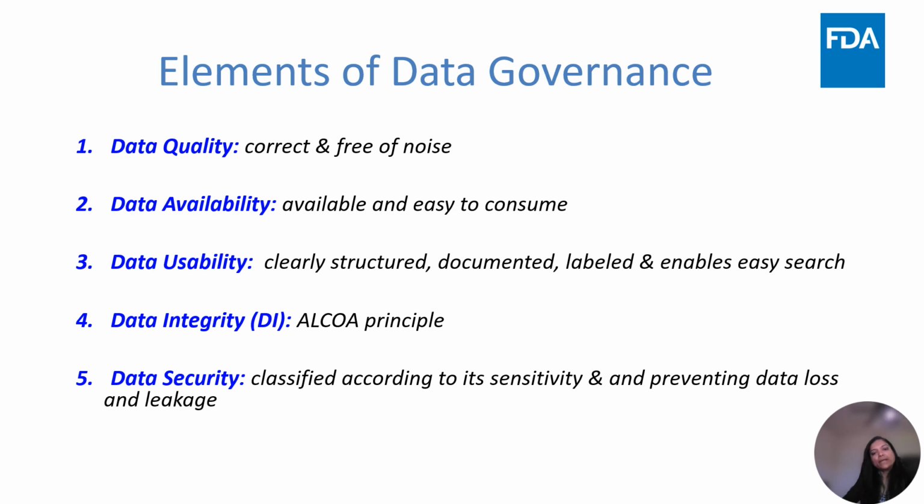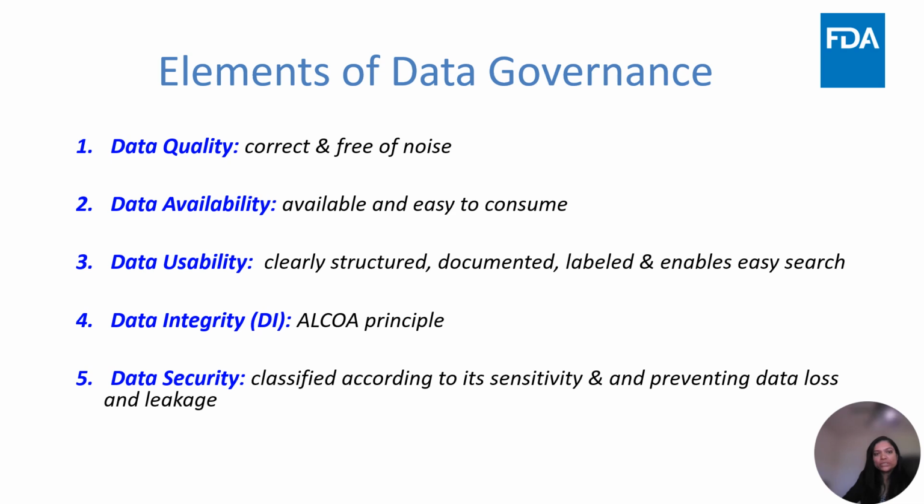There are five main elements of data governance systems: data quality, data availability, data usability, data integrity, and data security. For each element, I would speak about why it's important. Data quality ensures data are correct, consistent, and free of noise that might impede usage and analysis.